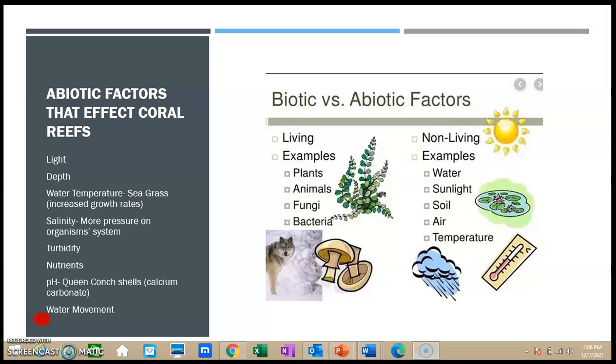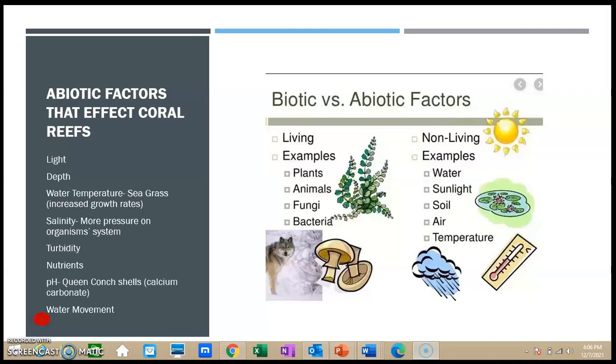Alright, nutrients. So corals prefer low nutrient water. When there's too many nutrients, this may cause algae and plankton to grow, and this would block out the light. pH. Corals prefer seawater to have a pH between 8 and 8.3, which is the standard pH of seawater. If the pH is too high, it could affect the queen conch because their shell is made of calcium carbonate, and that would break down their shells.